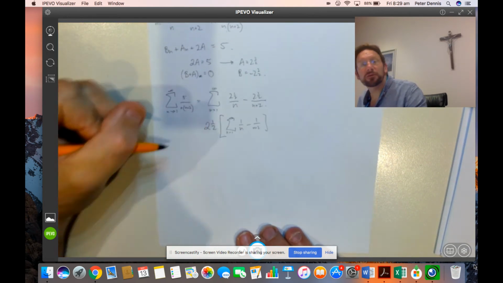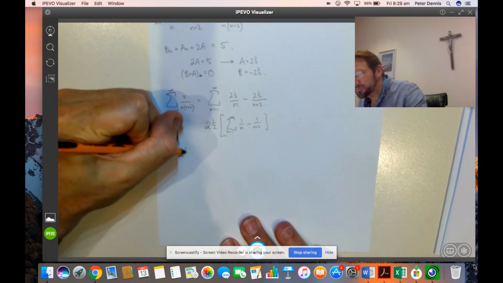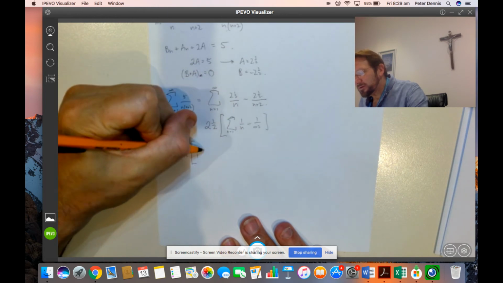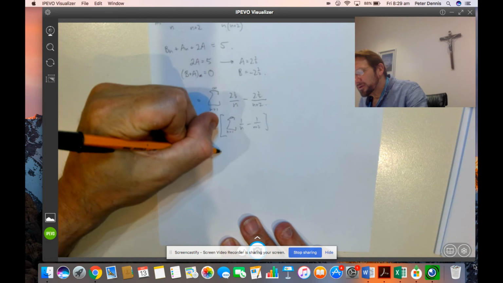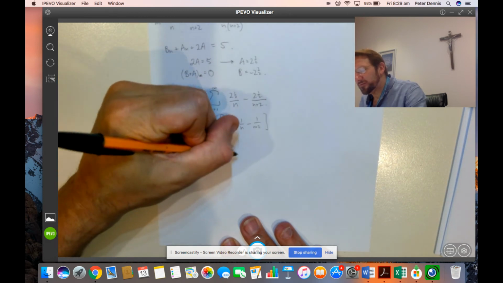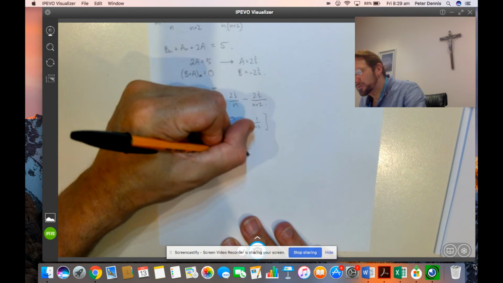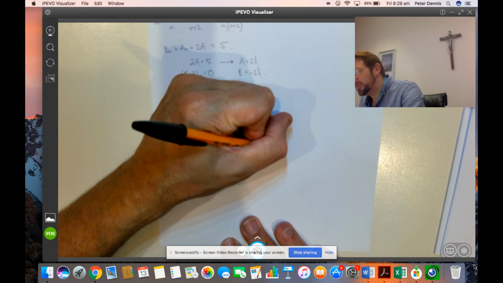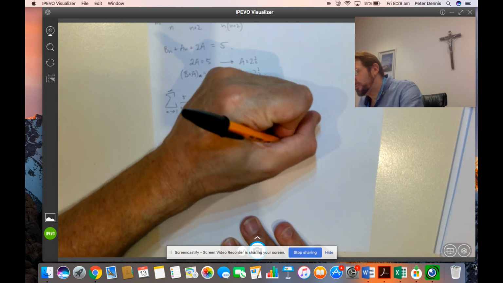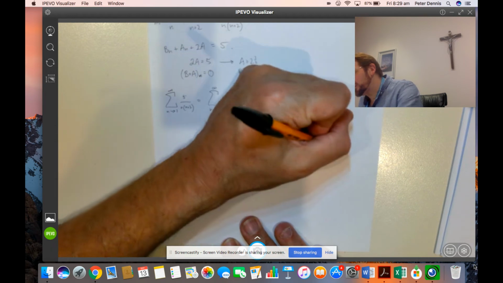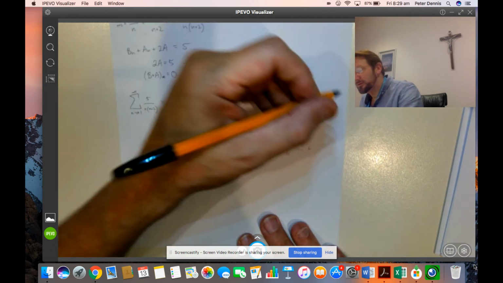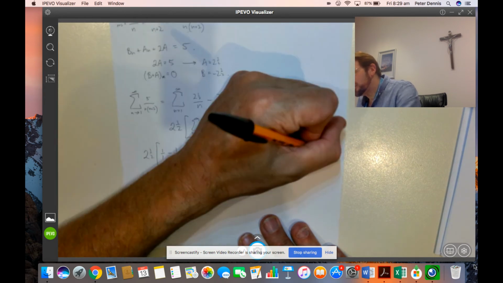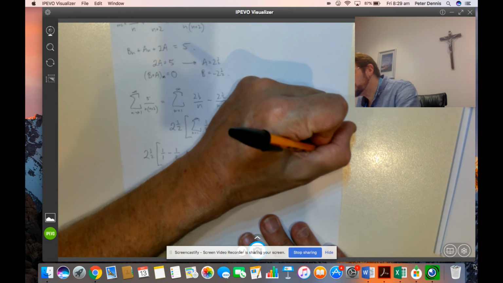If we wrote out this telescoping sequence, and this is why we call it a telescoping sequence, at n equals 1 we get 1 over 1 minus 1 over 3. Then at n equals 2 we get a half minus a quarter, plus a third minus a fifth, plus a fourth minus a sixth, all the way up to plus 1 over n minus 1 over n plus 2.